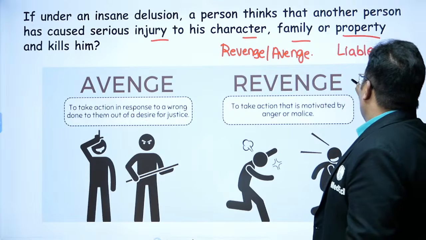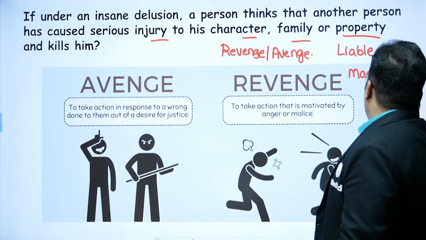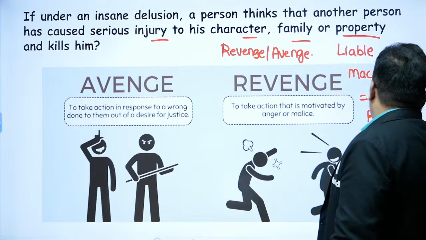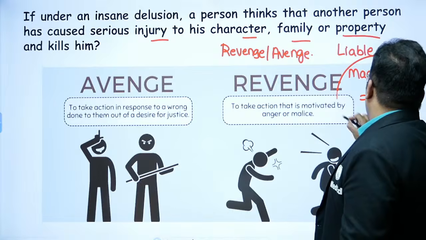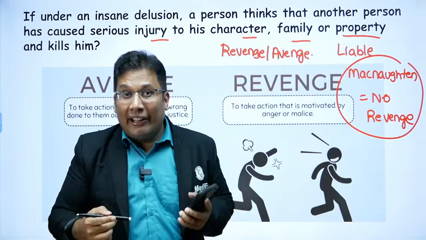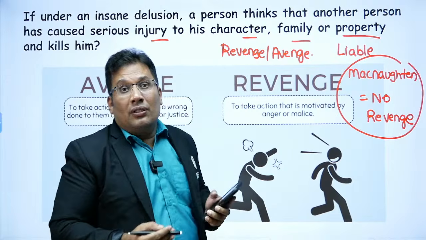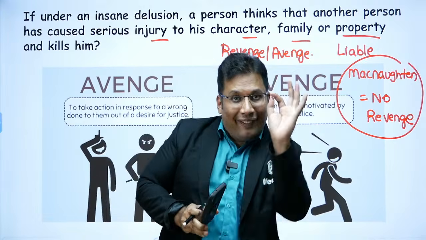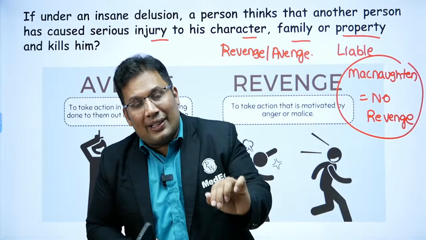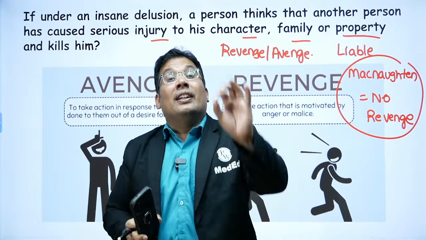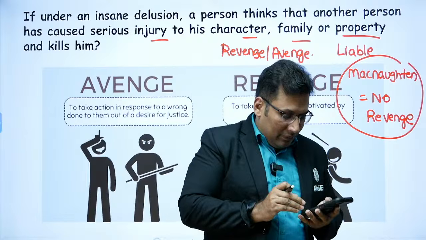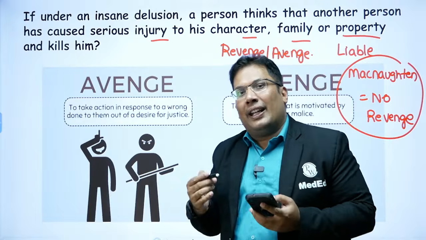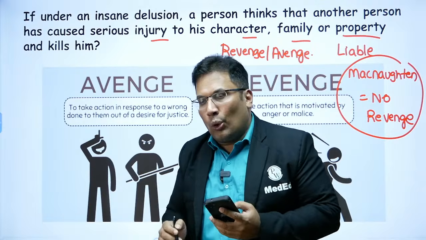So why? Because in McNaughton's rule, there is no revenge. Remember, in McNaughton's rule, everything has been mentioned at the time of doing the crime, but the word revenge is not included. When the word revenge or avenge is there, then it is definitely murder. It is not McNaughton's rule. It is basically murder. Liable. So this is how you can explain McNaughton's rule in your exam. Okay.